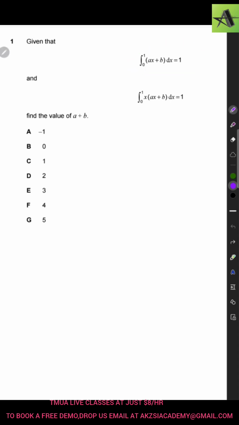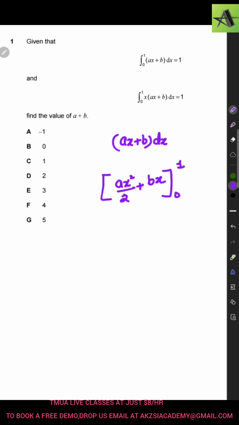So when I integrate ax plus b dx, it's going to be ax squared over 2 plus bx. Because it's a question with limits, I'm not using plus c in this case. It's a definite integral, so I'll substitute the upper limit minus the lower limit. In place of x, first I'll substitute the upper limit, 1. So a times 1 squared over 2 plus b times 1, minus the lower limit, which is 0.